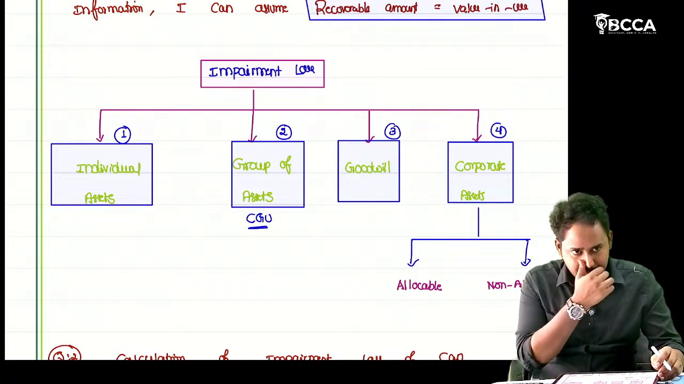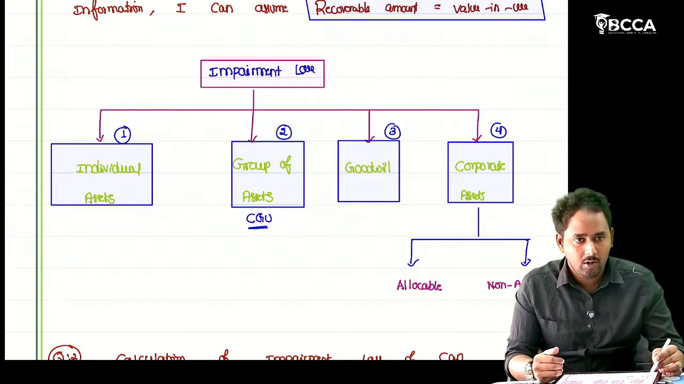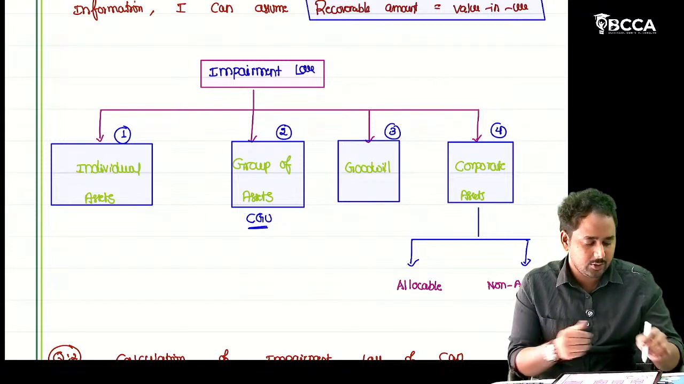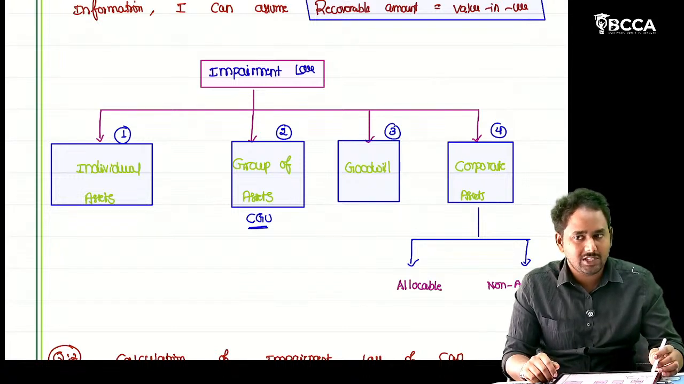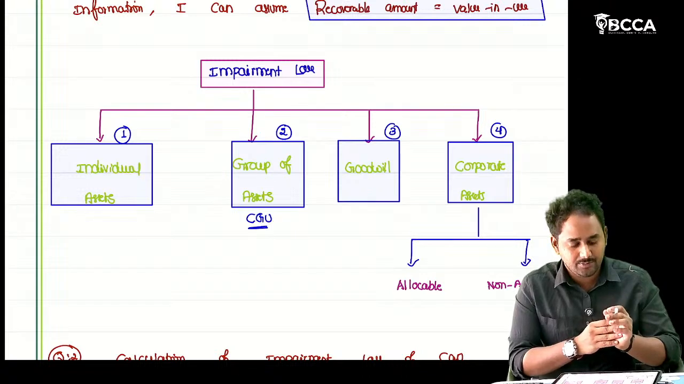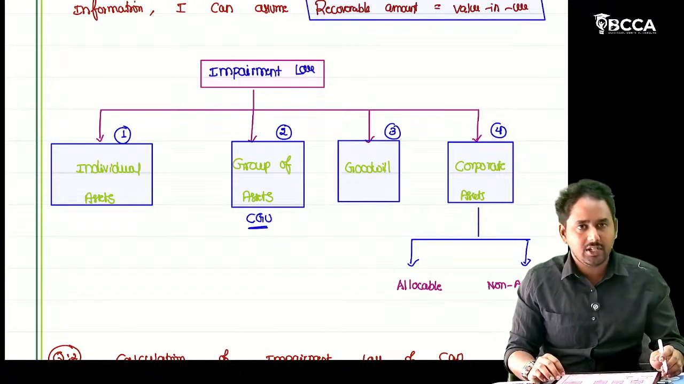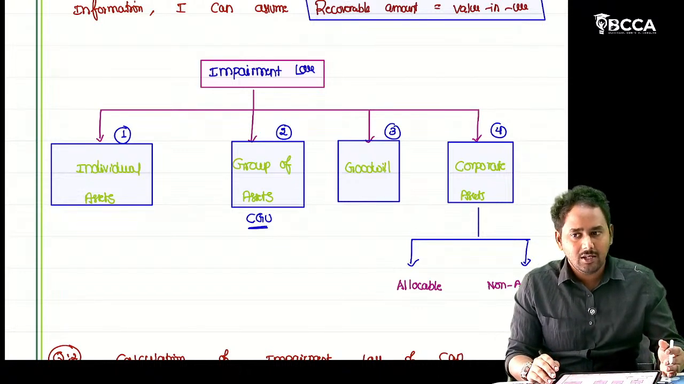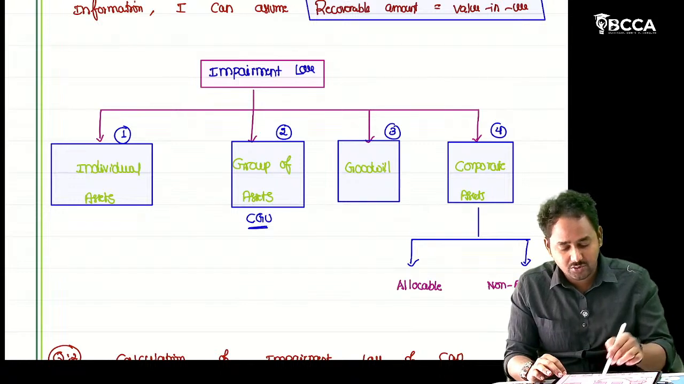We cannot find out the value in use of the corporate assets. Corporate assets means, for example, an office building or corporate headquarters. All these come under the definition of corporate assets. We cannot find out how much cash flow is generated by these office buildings or administrative buildings. Without value in use, I cannot calculate the impairment loss of these individual assets. So what we are going to do is allocate these corporate assets to CGUs.